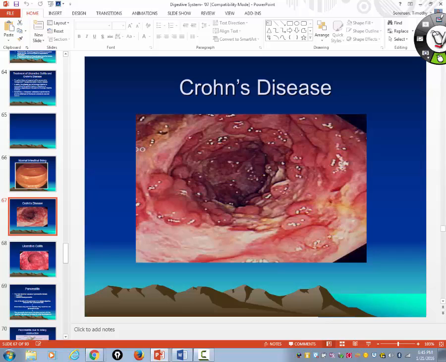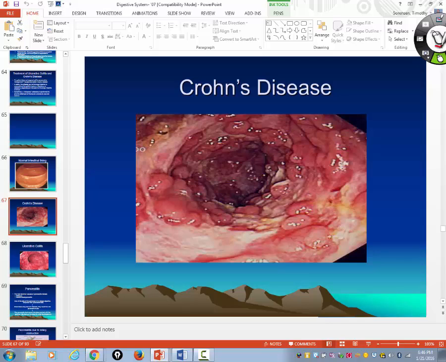Now, Crohn's disease is an autoimmune disease where your immune system didn't get the message that the lining of my GI tract is good for me. So what the immune system does is attack it, destroy it, and it's replaced with scar tissue. Does scar tissue absorb nutrients? No. So people with Crohn's disease, how do they look?